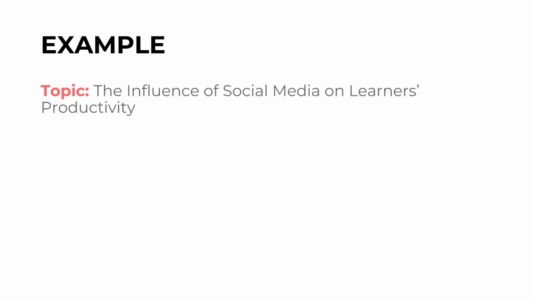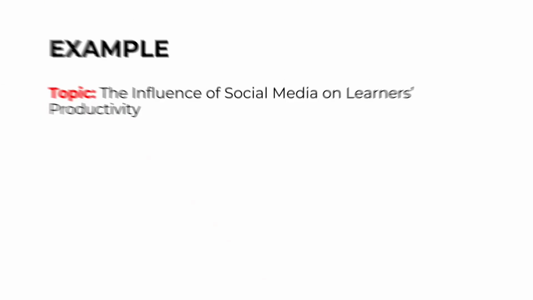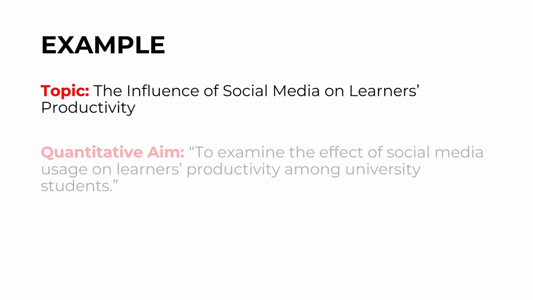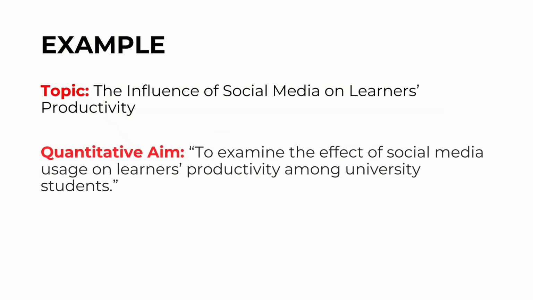Now that we've talked about the concepts, I'm going to show you an example of how these terms can help you develop a conceptual framework. Example, let's say we want to investigate the influence of social media on learners' productivity. If I am a quantitative person, my aim could be to examine the effect of social media usage on learners' productivity among university students. So remember, when we talk about quantitative studies, you have something measurable. Productivity has to be measured in terms of variables. So that's the difference between a quantitative study and a qualitative study.